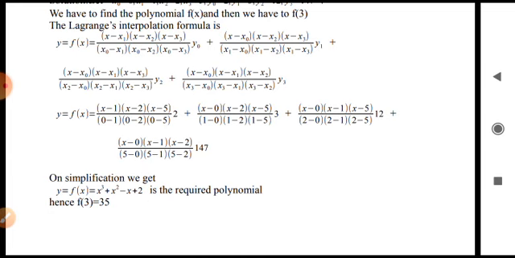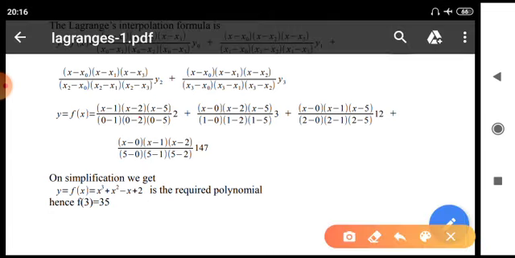So we have to multiply each of these terms and simplify, and finally we get f of x as x cube plus x square minus x plus 2. So our polynomial is f of x equal to x cube plus x square minus x plus 2. Now we have to get the value of f of 3.